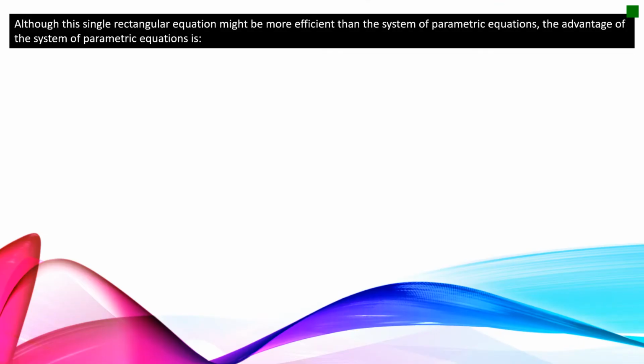So although the single rectangular equation might be more efficient than the system of parametric equations, the advantage of the system of parametric equations is that the parametric equations give us a direction. In other words, when we graph a line, we don't know if the movement is from left to right or right to left. With a parametric equation, we get to see and learn something about the movement of the particle, or I guess I could say the path that it is taking.